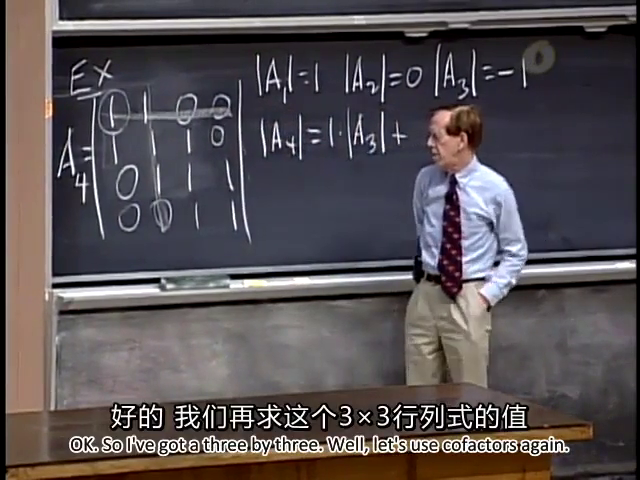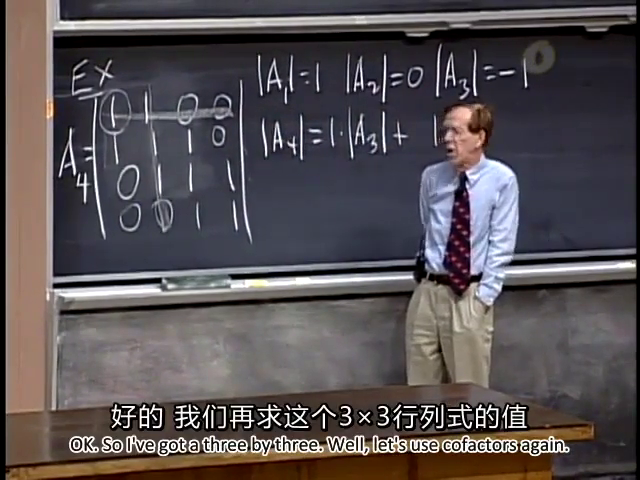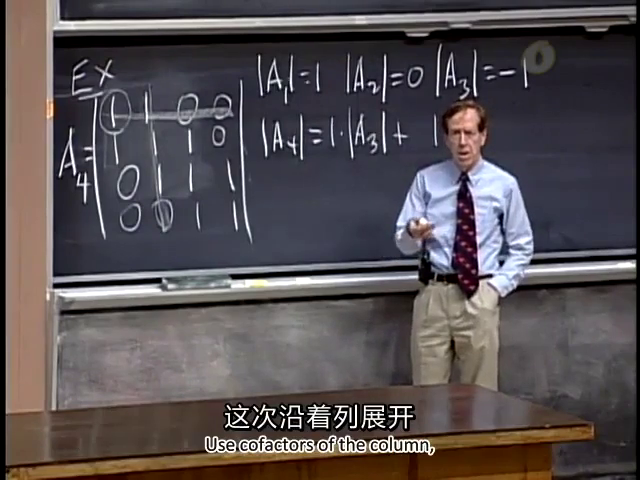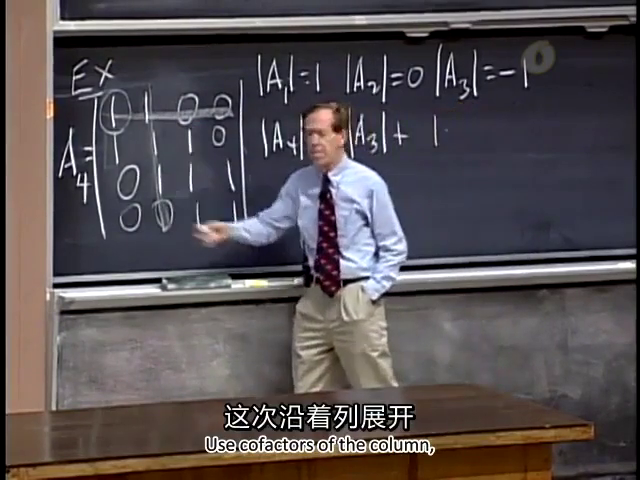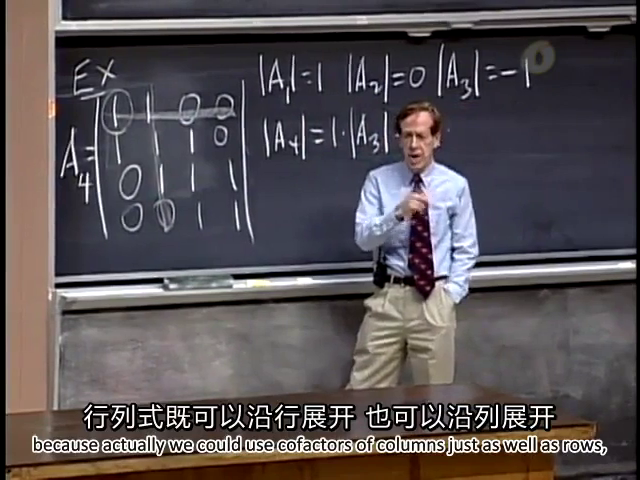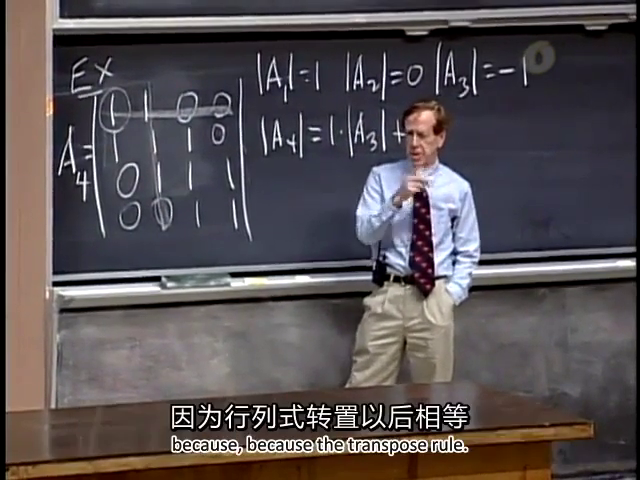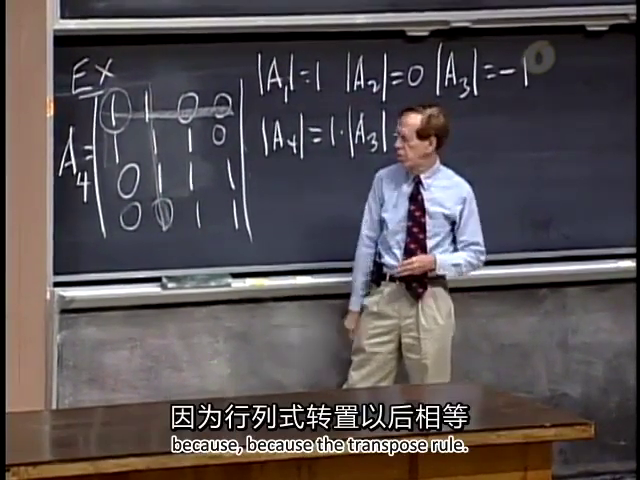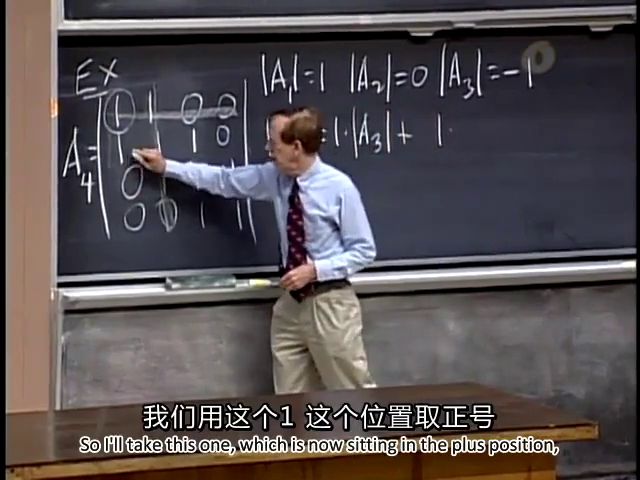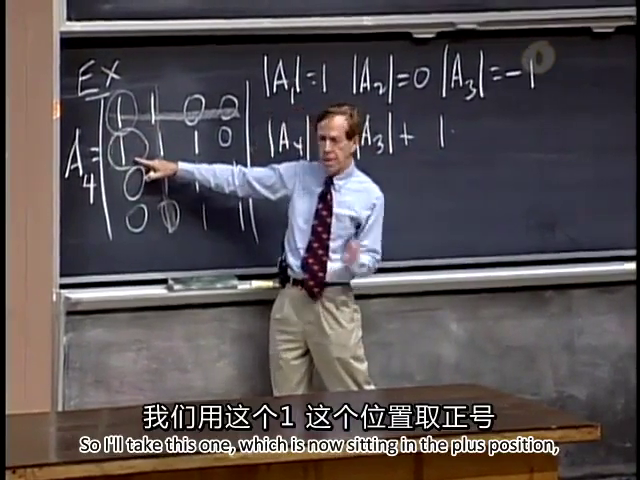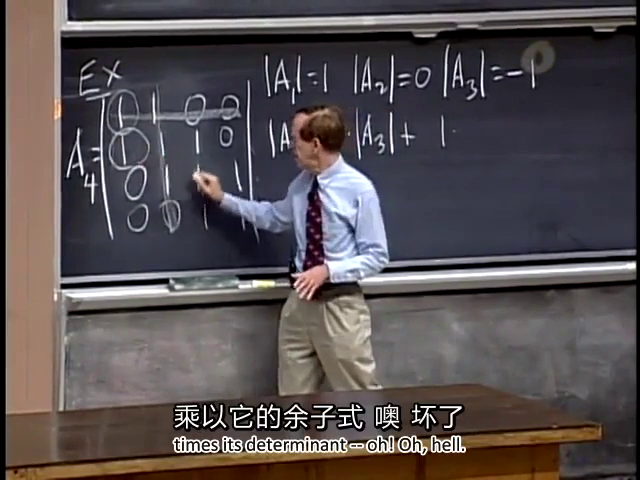OK, so I got a 3 by 3. Well, let's use cofactors again. Use cofactors of the column, because actually we could use cofactors of columns just as well as rows because of the transpose rule. So I'll take this one, which is now sitting in the plus position, times its determinant.